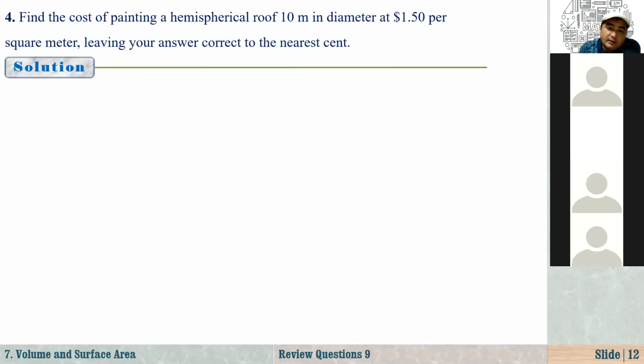Okay. Now, I'm going to ask you another question. Can you try this? And after that, let's have a discussion about this. I'll give you 3 minutes to try this. Find the cost of painting a hemispherical roof 10 meters in diameter at $1.50 per square meter, leaving your answer correct to the nearest cent. You have 3 minutes. Give it a try. It's not so difficult, a simple question.